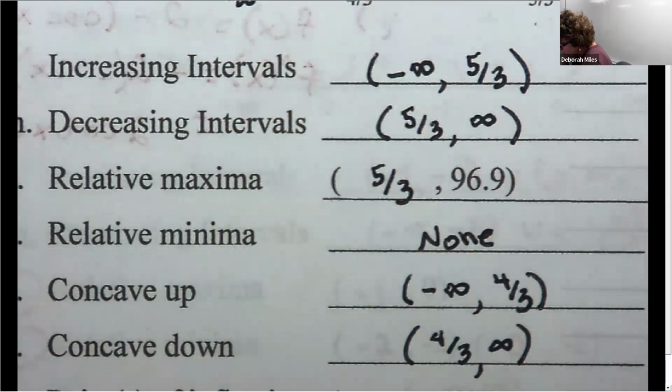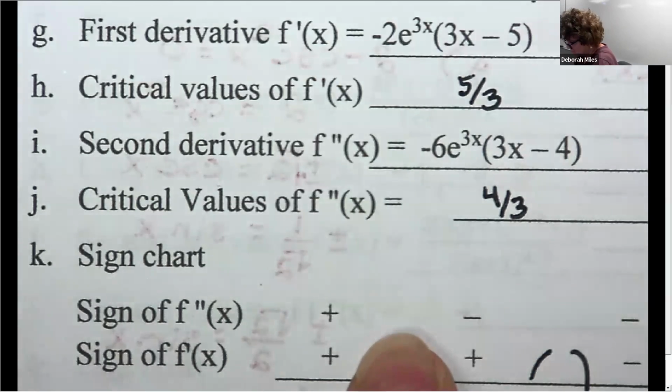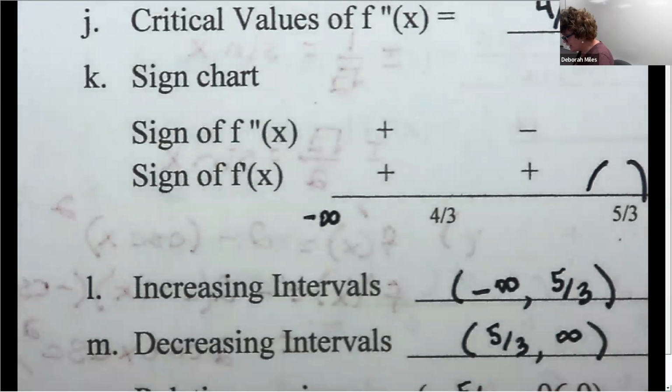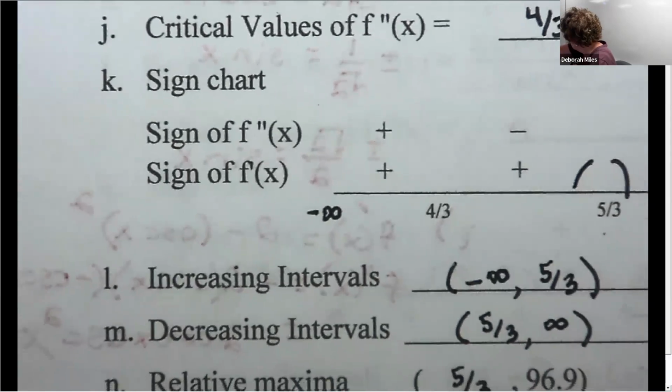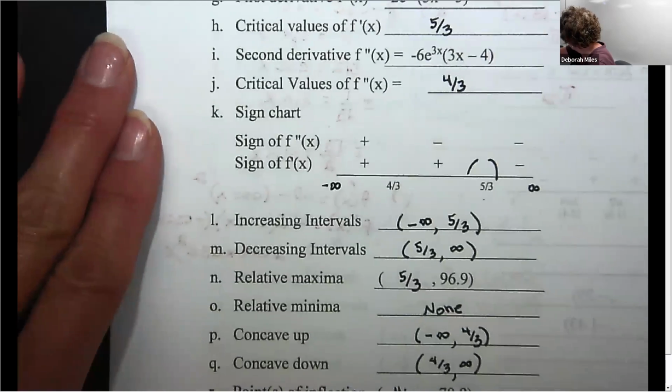How do you find the point of inflection? What's the definition of the point of inflection? That's exactly right. So that happened at 4/3. So the point of inflection is 4/3, and whatever you get when you plug 4/3 back into the original function. I already did and got a little tiny bit over 70.